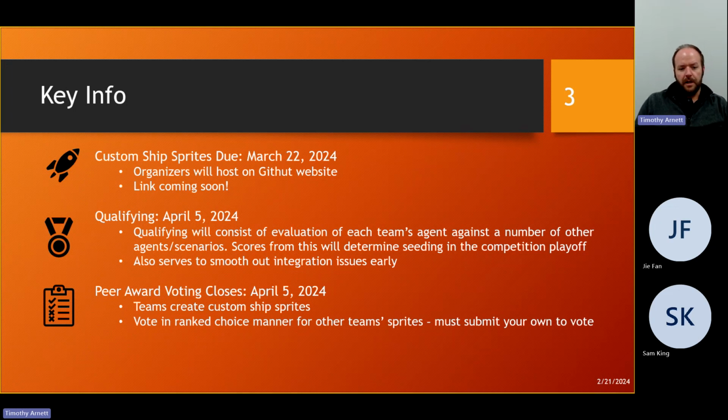Peer reward voting. So this is for the custom ship sprites. We will be taking votes from you, and you'll be voting on the ship sprites that you like the most. So after you create and submit your custom ship sprites, you'll vote on all the other teams, and we'll do ranked choice voting. And you must submit your own both to vote, and you must vote to be eligible for the prizes for the peer rewards. And the voting will close also on April 5th.